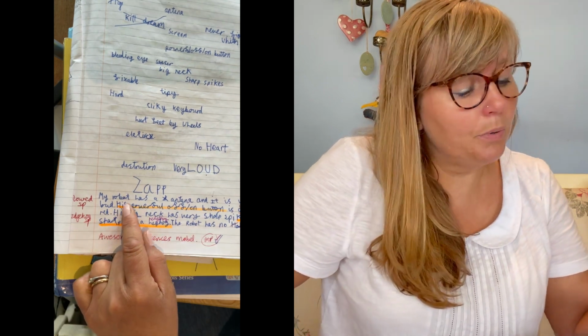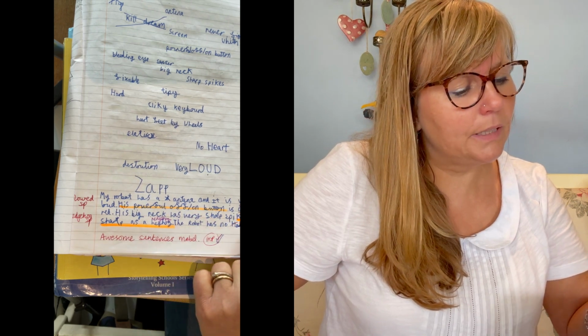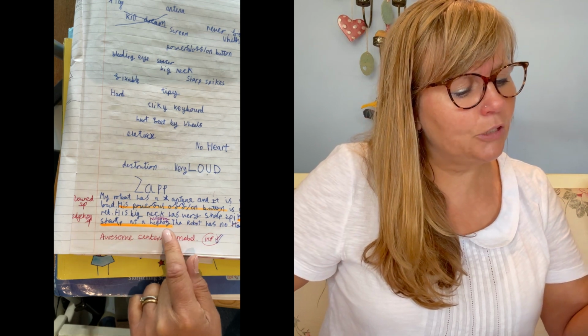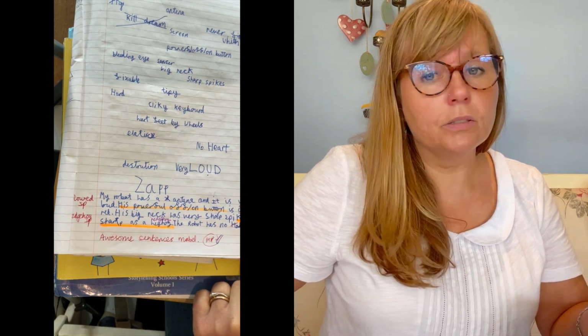And then we use those words to write a very short piece of writing at the end, but it's good practice. My robot has an antenna and it's very loud. His powerful on-off button is coloured red. His big neck has very sharp spikes, as sharp as a hedgehog. The robot has no heart. Really nice sentences she wrote.